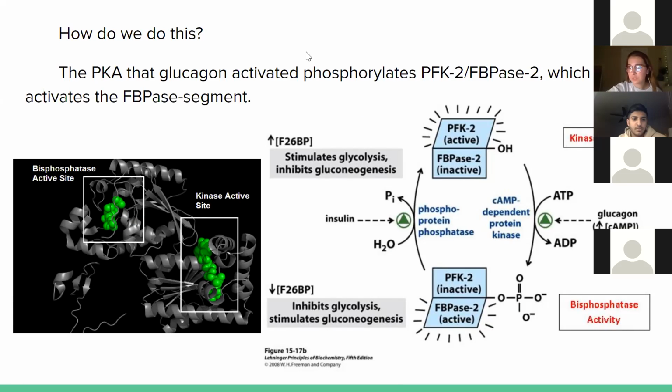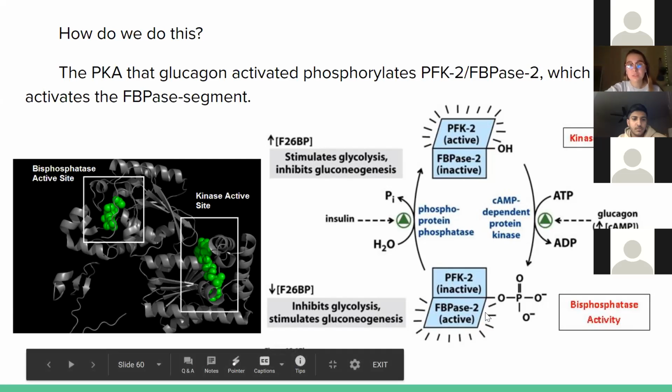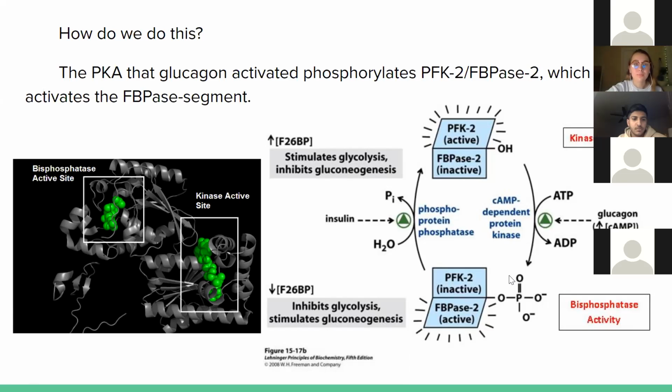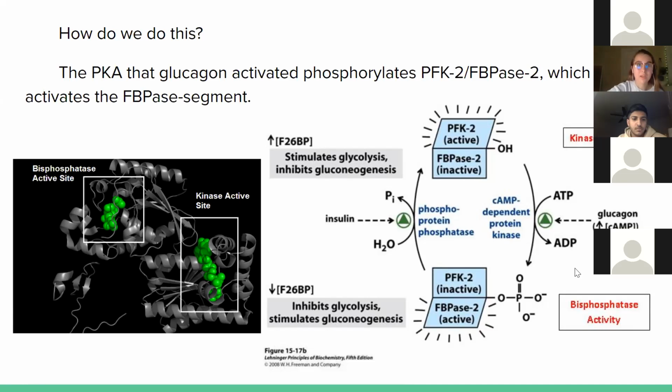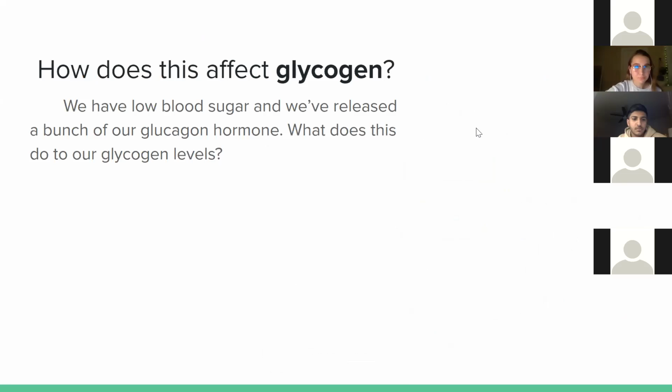Specifically, the phosphorylation of this enzyme will activate the FBPase segment of this enzyme. And because we have activated the FBPase segment, we are activating the phosphatase. Therefore, we are going to remove a phosphate from our fructose 2,6-bisphosphate, liberating fructose 6-phosphate, which will in turn upregulate gluconeogenesis.